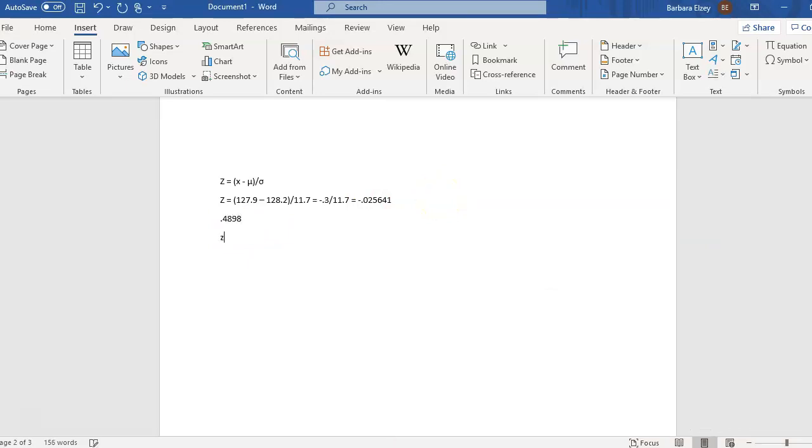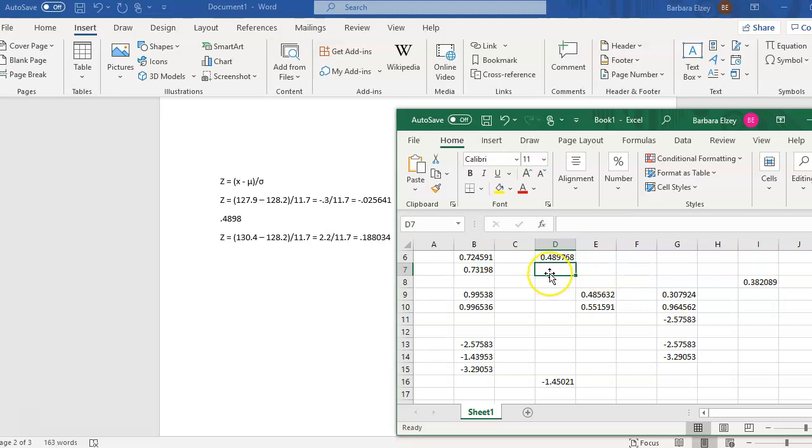All right, now we're going to do a second z-score for our other x value. Our other x value was 130.4. Our mu is still the same. Our standard deviation is still the same. All right, so let's work through this. Let's do the 130.4 minus the 128.2 first. That gives me 2.2. Still have to divide it by 11.7. All right, so let's do that calculation. And I get 0.188034.